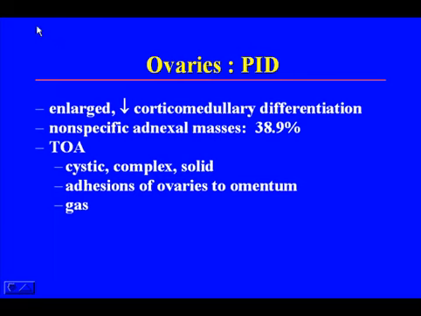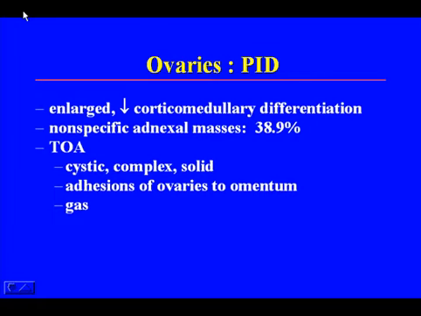Masses are probably most likely due to tubal ovarian abscess, and these can be cystic, complex, or solid. Sometimes these masses represent adhesions of the ovaries to the omentum, and occasionally identification of gas can be seen and confirms the diagnosis.